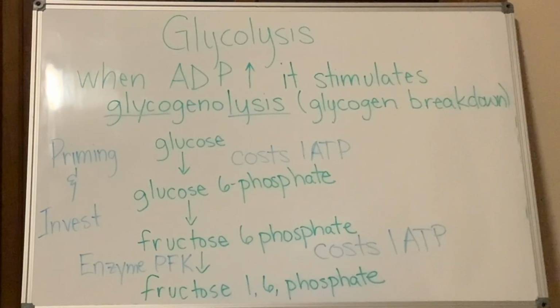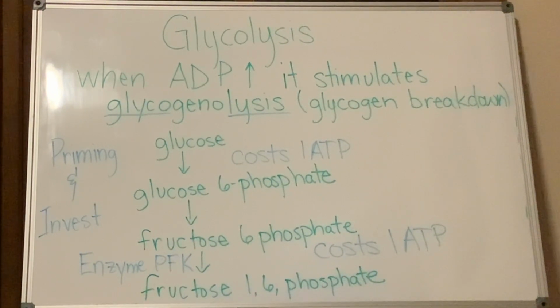As the cytosol ADP concentration increases, it also starts to stimulate the process of glycogenolysis. This is simply saying that we're breaking down glycogen into its subunits of glucose. As glycogen is broken down, the glucose can then be used for glycolysis.